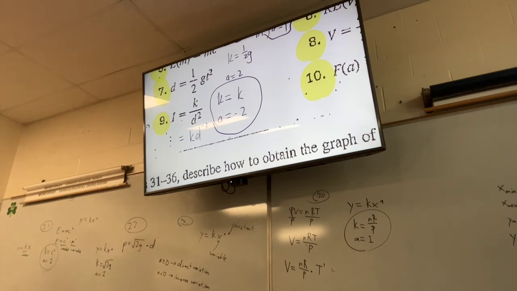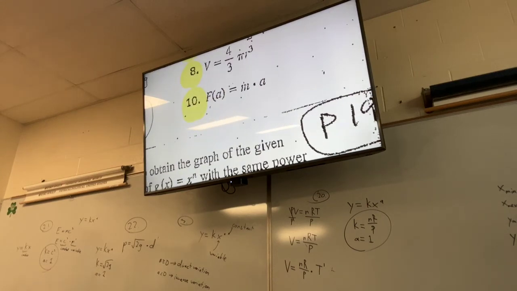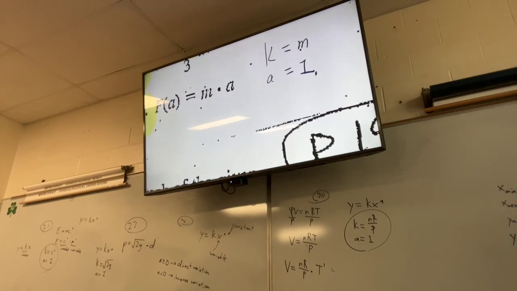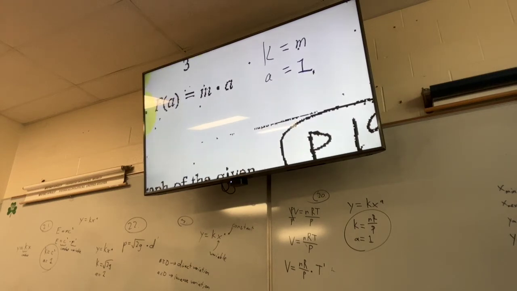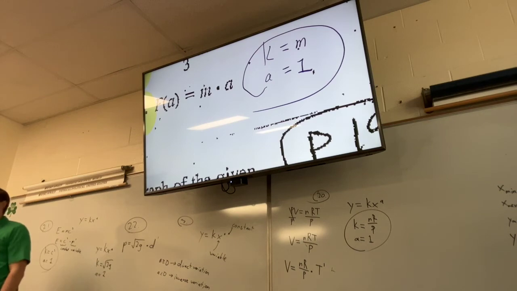Okay. Number 10. M times A. Is this a power function? Yeah. And what's my K? What's my A? K is M, and A is 1, right? So would this be direct variation or inverse variation? Direct. Why is it direct? Yeah, because my exponent is greater than or equal to 0, so it's direct.